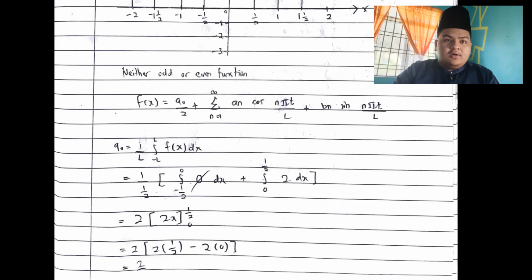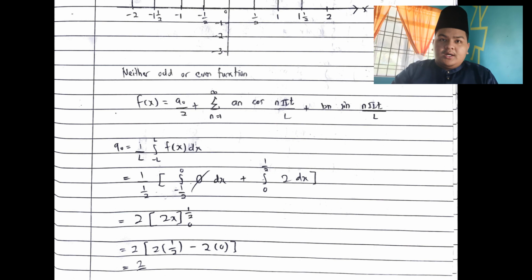So the formula for f(x) is a0/2 plus the summation of n equals 1 until infinity of an cos(n pi t over L) plus bn sin(n pi t over L). The first step is we need to find the coefficient of a0. The coefficient of a0 can be found using the formula 1 over L times the integration from negative L until L of f(x) with respect to x.